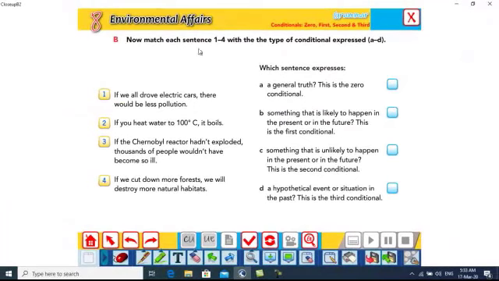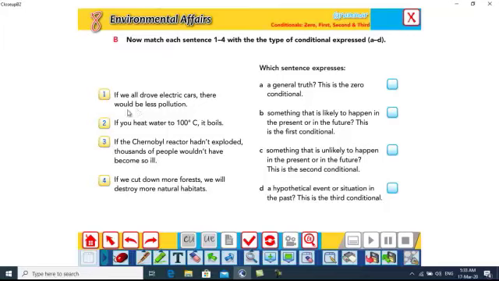Match each sentence 1 to 4 with the type of conditional expressed, A to D. Sentence number 1: If we all drove electric cars, there would be less pollution. See the rule here? If plus past simple, the other sentence would plus infinitive. What do we call this rule? Yes, you are right. It's the second conditional.